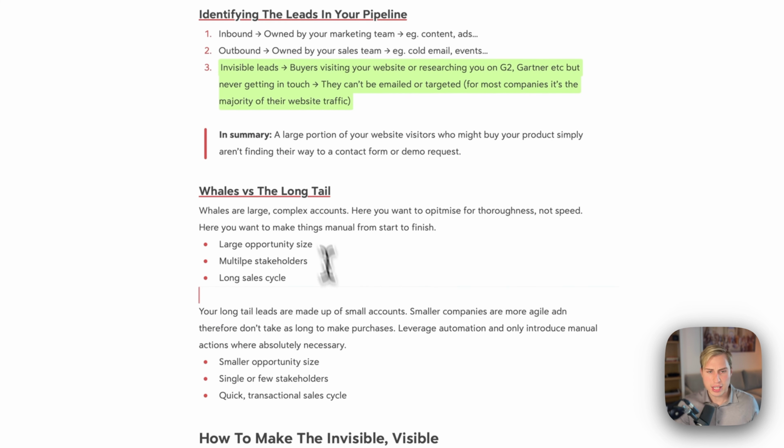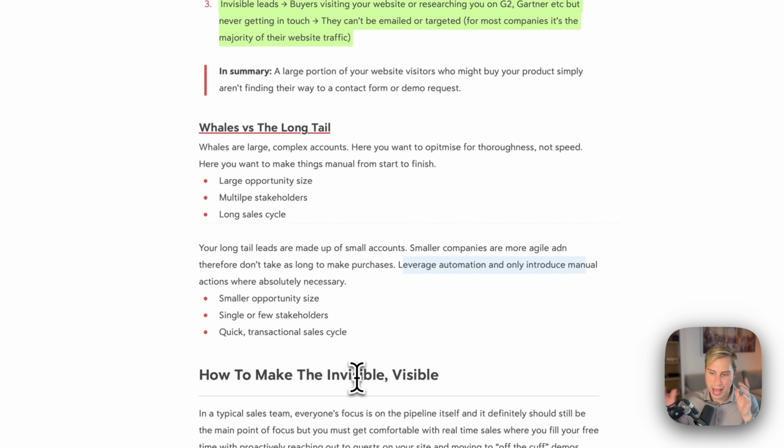The next thing is your long tail sales. So your long tail leads are made up of your small little accounts. These are small companies, and small companies are often a lot more agile, and therefore they don't take as long to purchase, but obviously the value of them is a lot less. And here we want to leverage automation and only introduce a manual action where absolutely necessary. So here, smaller opportunity size, a single or a few stakeholders, very quick, very transactional sales cycle.